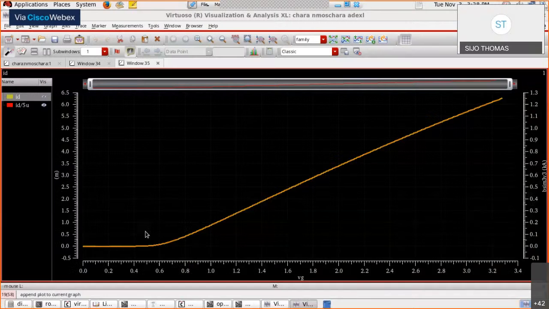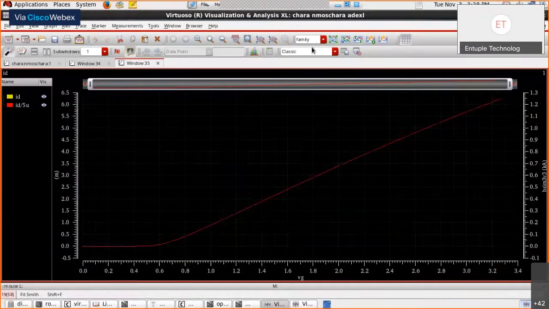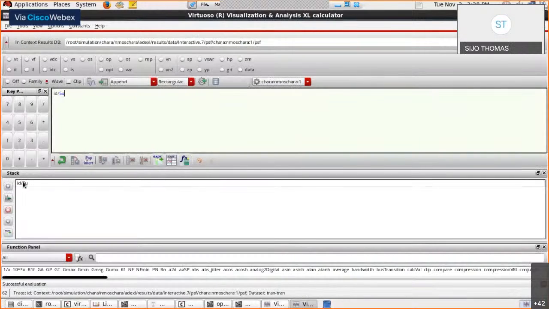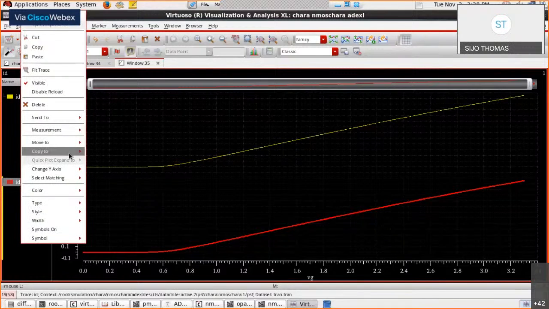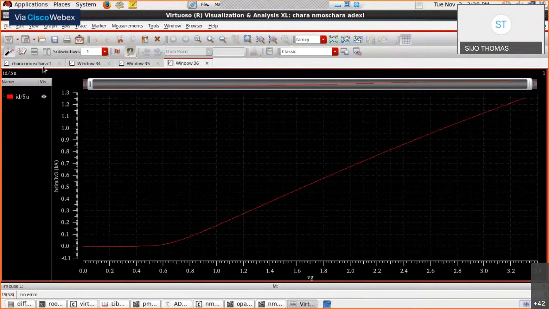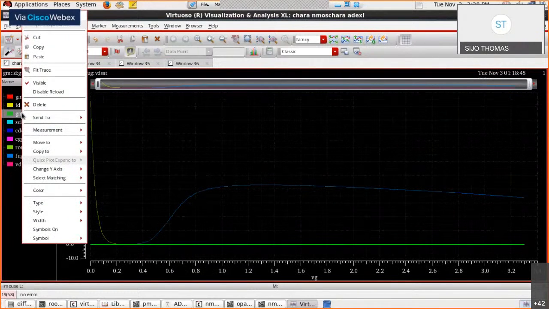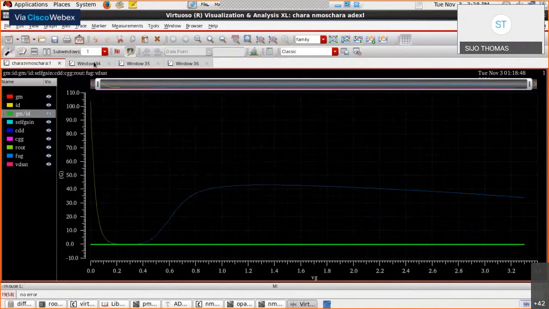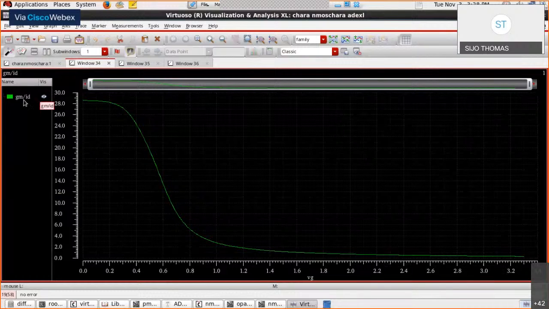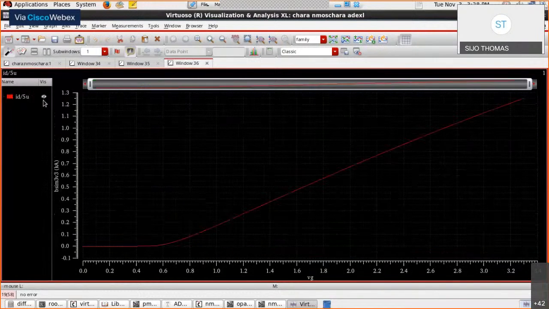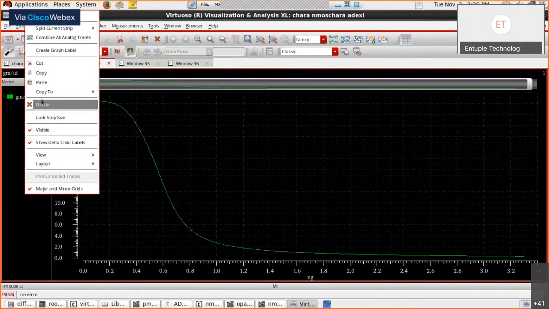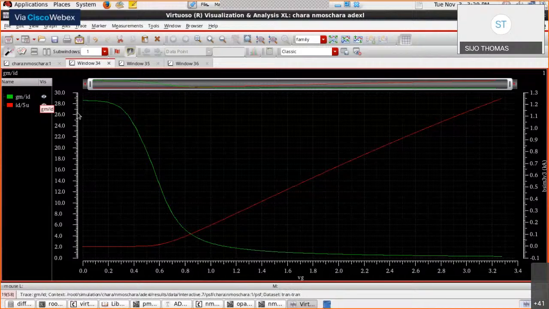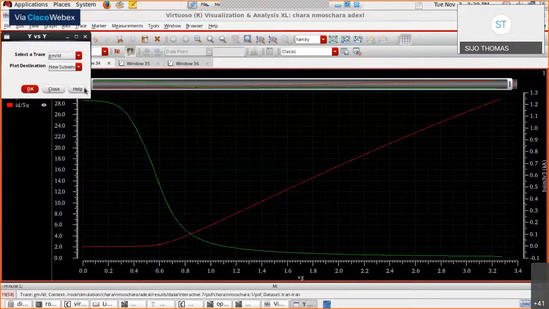So if you plot that curve, now we can plot current density across gm/ID. The gm/ID curve is already available. No, it is already there, Navin. Window 35, paste it here. Now we have gm/ID and current density across VGS.